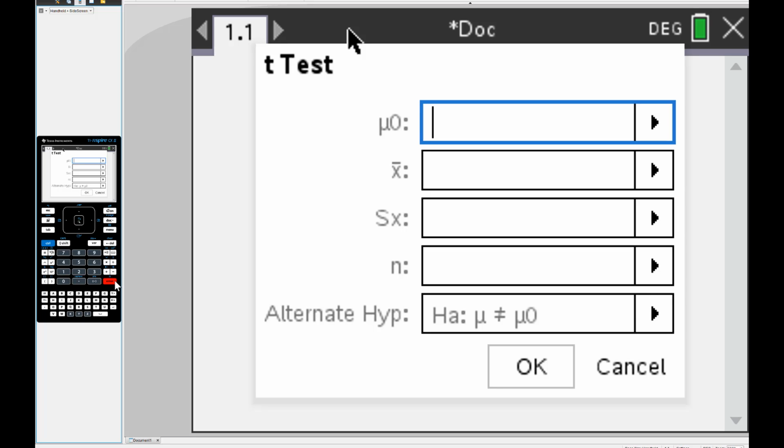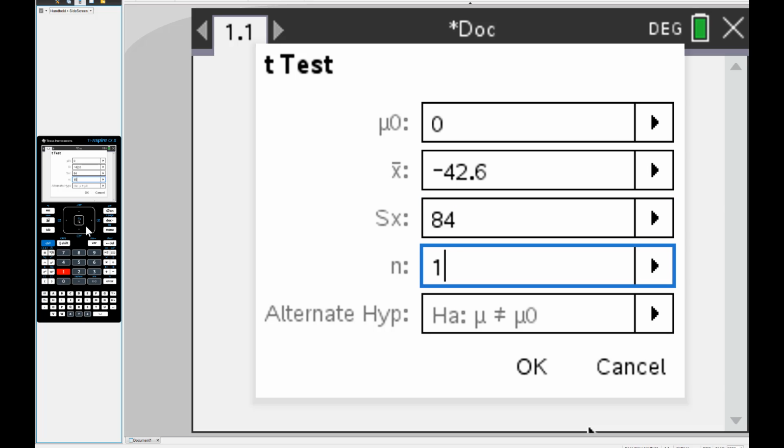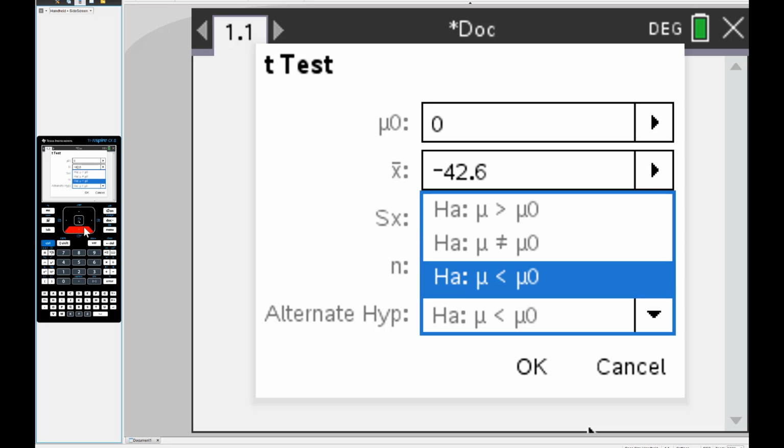And then our mu naught, remember this is from our null hypothesis. We said the difference between the two means was 0. And then the x bar that we had, again, the signs are very important here. We had negative 42.6, and then a standard deviation of 84.0, so all I have to do is hit 84 here. Our sample size was 15, and then we have to double check our alternate hypothesis. It indeed was not this one here. It wasn't a two-sided test. It was just a one-sided test. We said that the mean was going to be less than 0.